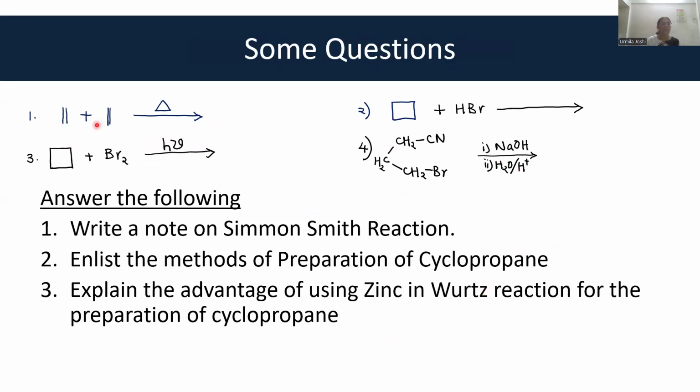Now here are some questions. The first question is complete the following reactions. I hope you know that this delta means heat. Such type of questions are asked in the exam for 1 mark. You have to write the structure of the product. I have given 4 representative reactions.